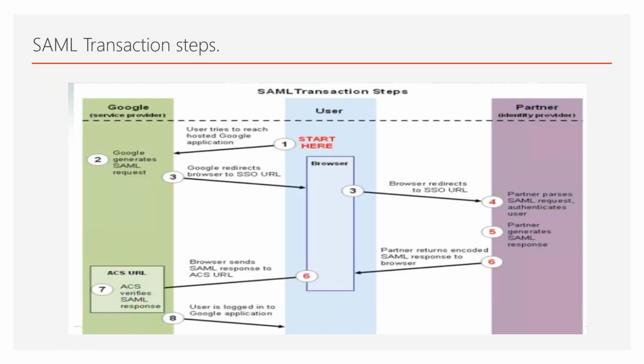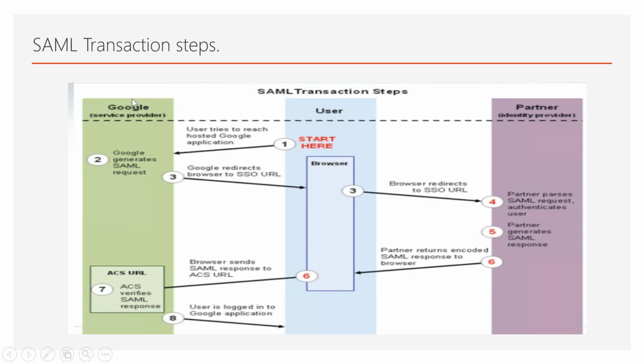Now if you see another diagram, this is much more in-depth. So what happens in SAML? The user tries to access a hosted Google application which is there in the Google service provider. Here my identity provider is IBM. The moment the user selects authenticate against IBM, Google will generate a SAML request. This is also an exam question: who generates the SAML request? The answer is the service provider generates the SAML request.